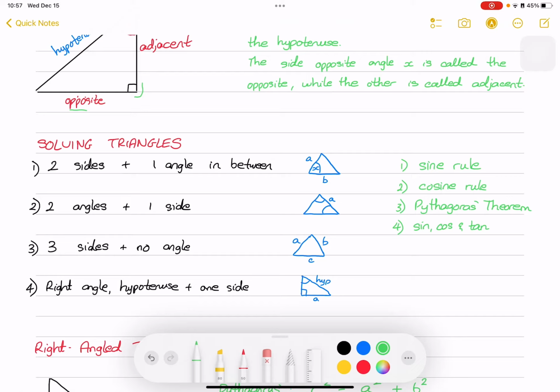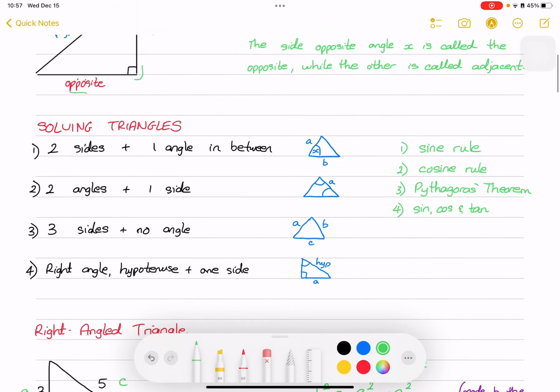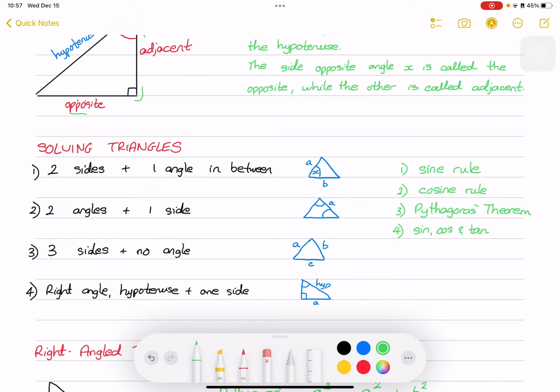Okay, so we have 4 main types of questions. You may be given 2 sides and 1 angle in between those sides, and you'll have to use something called the Sine Rule. You may be given 2 angles and 1 side instead, and you'll also have to use the Sine Rule. Another option is 3 sides and no angle. Here you will have to use the Cosine Rule. And then finally, you can be given right angles to use. Okay? So the right angles are the simplest ones, so let's get into that one first and get it out of the way.